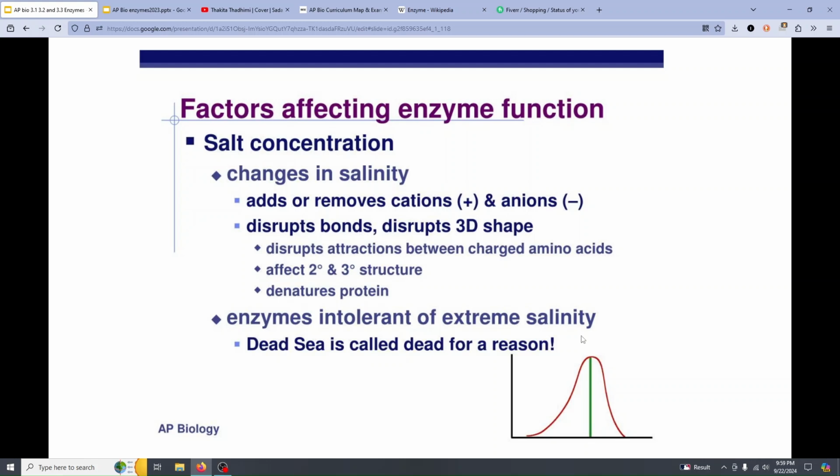Salinity is salt concentration. So if you remember from the first unit, we looked at how sodium chloride, NaCl, is made of ionic bonds, right? Sodium gives an electron to chlorine and becomes positively charged, and then chlorine receives the electron and becomes negatively charged. And now they are oppositely charged ions, and they form a bond called an ionic bond.